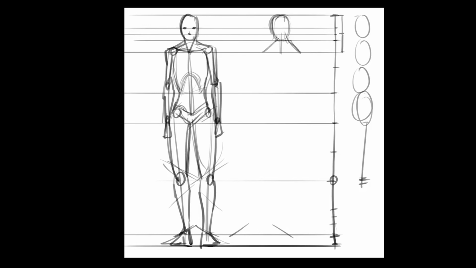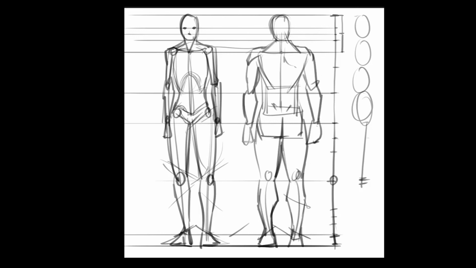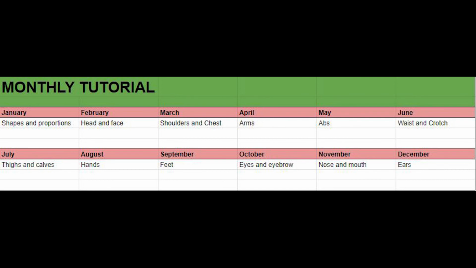Some points about the back side. The trap muscles are connected to the neck and the shoulders, and then the butt is slightly lower than the crotch. The back of the knees are slightly higher than the actual knees, and then I think that's about it for the proportions. So for the coming months, I'm going to be making many more tutorial videos.